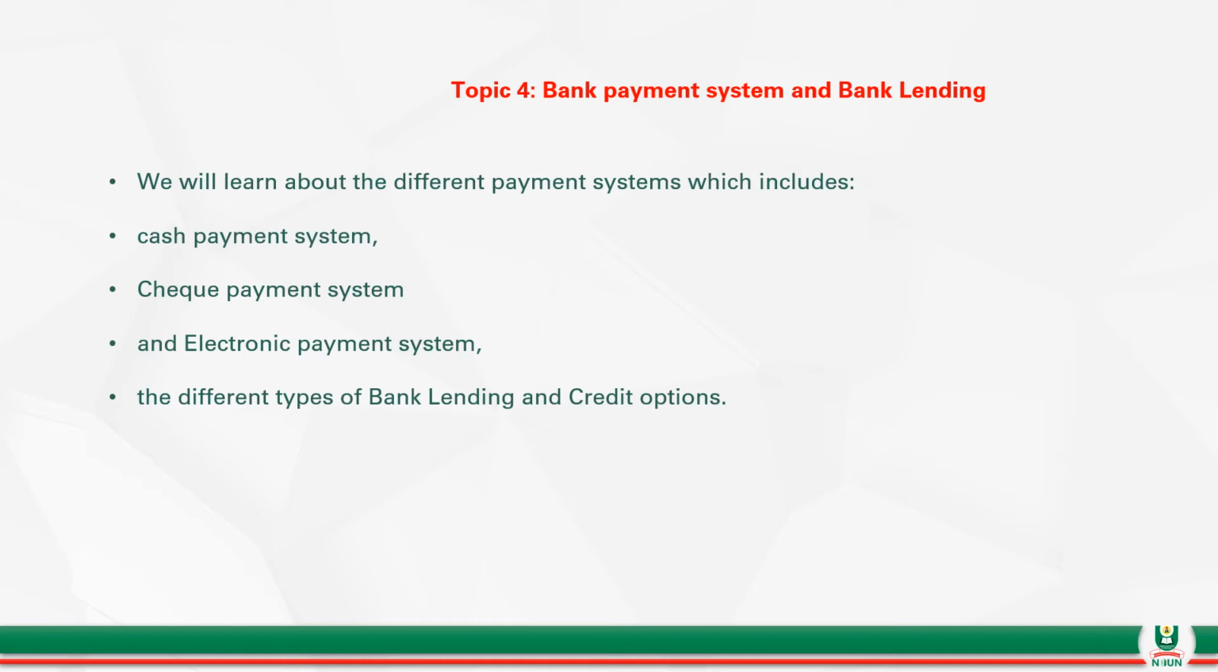The second aspect of the topic talks about bank lending. Here we will talk about what bank lending is all about, and we will expose ourselves to the canons of lending, or the 5 C's of lending, and other credit options.